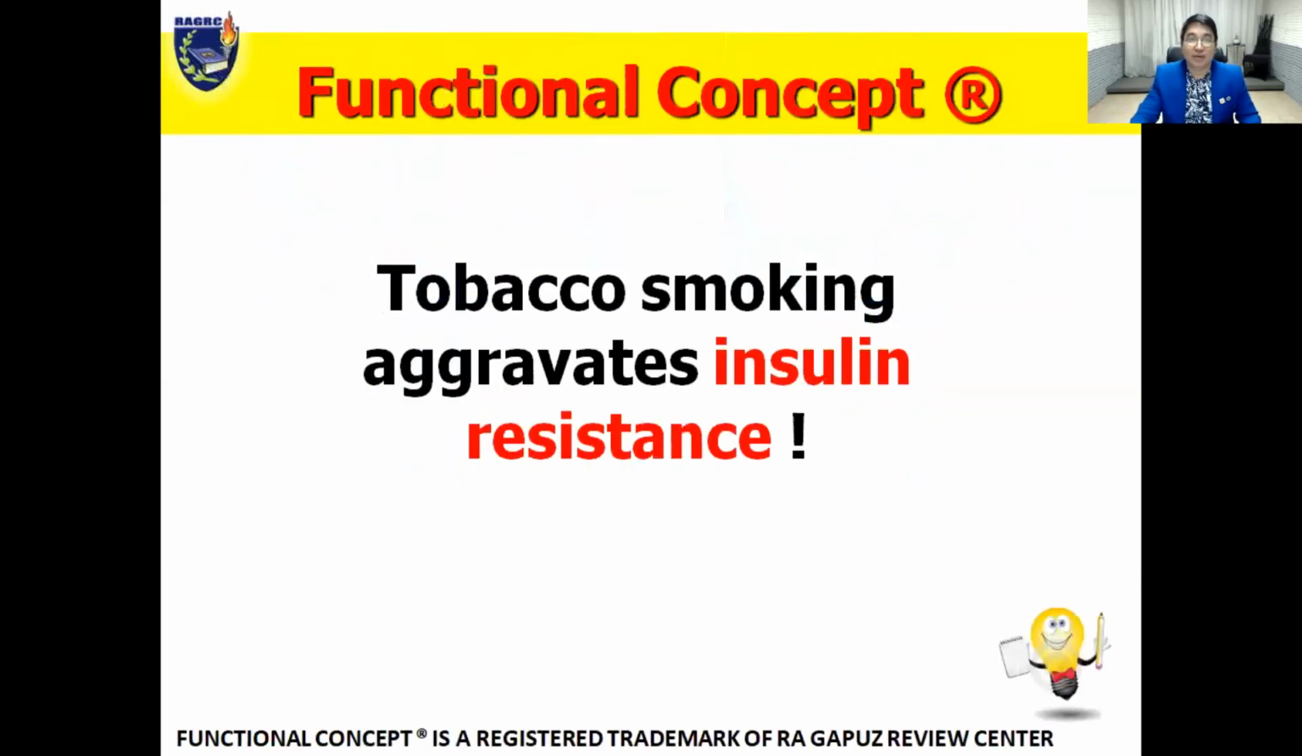Now, tobacco smoking aggravates insulin resistance. What do we mean by the term insulin resistance? When we say insulin resistance, this is when the body cells do not respond properly to insulin. If you go back to the illustration that we had a while back, remember that insulin facilitates the entry of glucose, or the groceries, into the house, or our body cells. So in insulin resistance, the body cells do not respond to the action of insulin. Even if insulin has been knocking on the door, the body cells still remain closed. So that's what we term as insulin resistance.